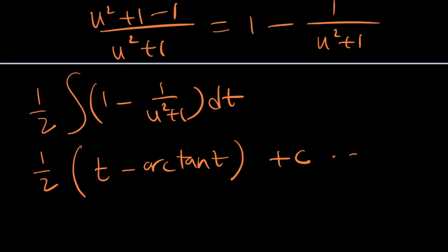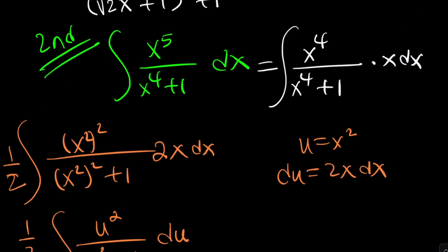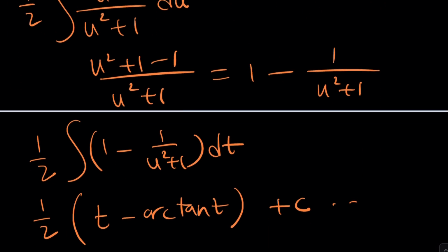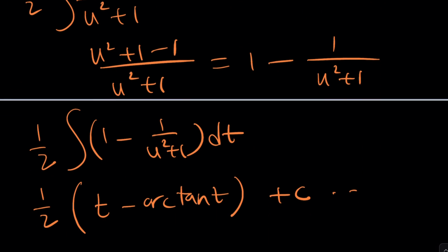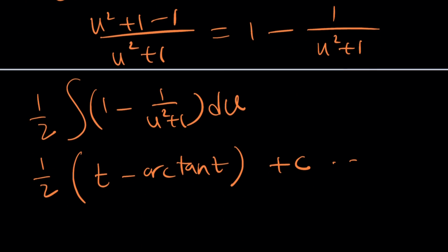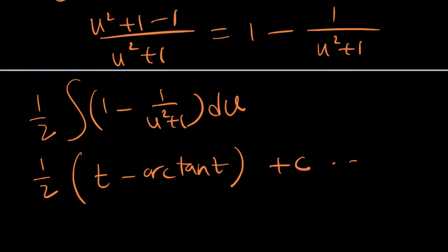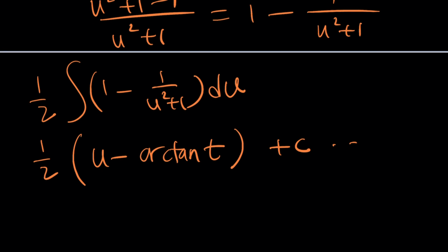But what does that mean? What is u? Wait a minute. Where does t come from? I'm sorry, I got confused. That's supposed to be a du. So this should be in terms of u then, right? Not t. I don't know where the t comes from. I wrote t again one more time. Okay, maybe I need like a double espresso or something.